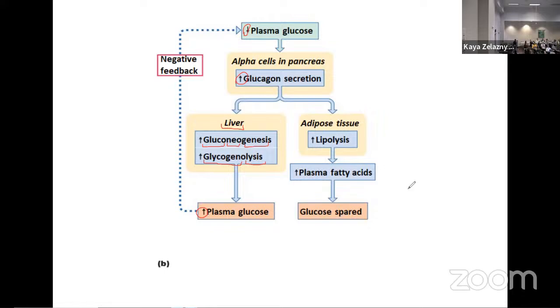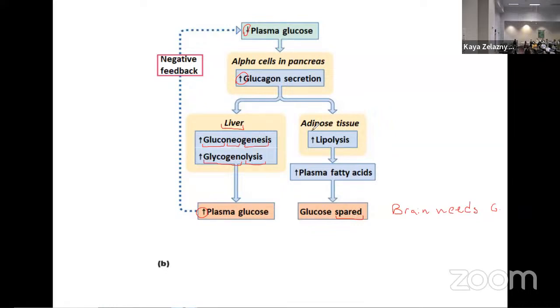And on the other side, we are going to be trying to use other sources of energy throughout the body so that we can save our glucose for the nervous system. The glucose sparing is because our brain needs glucose. When we say it's spared, that means the brain is using it. So we're saving it for our nervous system, and everywhere else, we want to use other stuff.